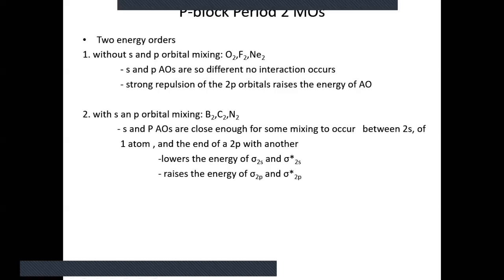But with the lighter 2p block, such as molecules of boron, carbon, and nitrogen, there is some mixing that occurs between the s and p atomic orbitals. So what happens is this lowers the sigma 2s and sigma star 2s orbitals and raises the energy of sigma 2p and sigma star 2p. And we'll show you how that affects things in just a second.